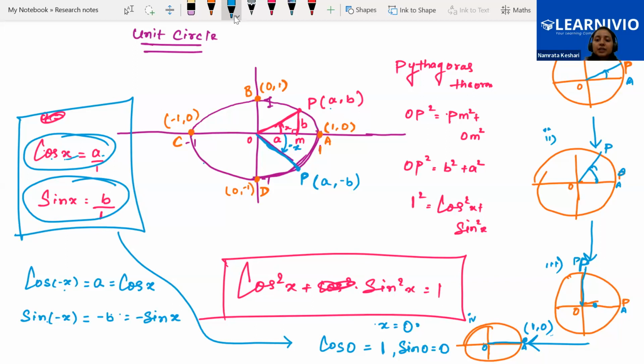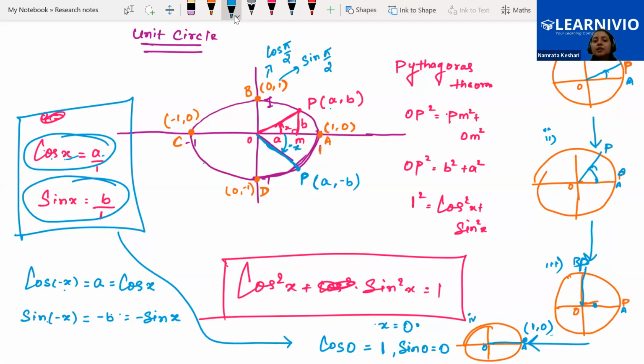This is the point B in our actual figure, and that's the coordinate we have already discussed. That coordinate is 0, 1. So now we will be saying cos pi by 2 is the x coordinate. That is 0 over here. Can you see it? Cos pi by 2 is 0 over here, and sine pi by 2 is 1 over here.